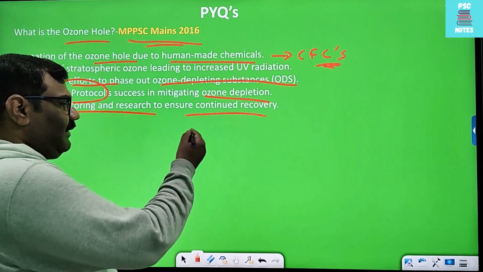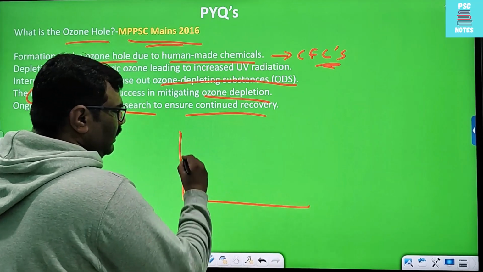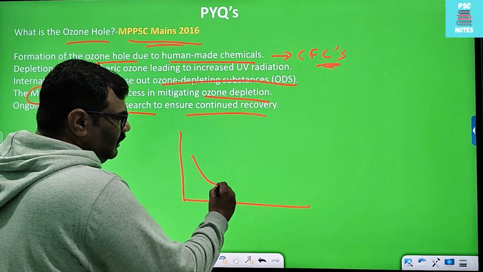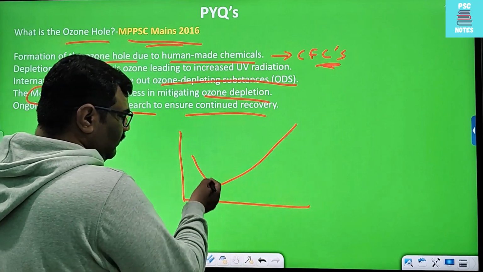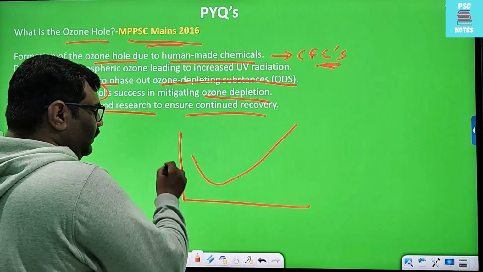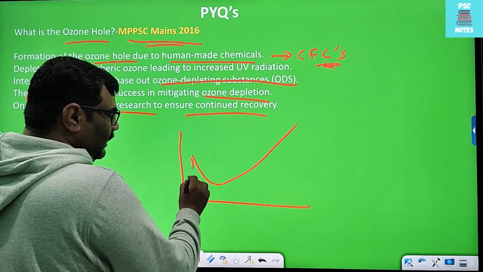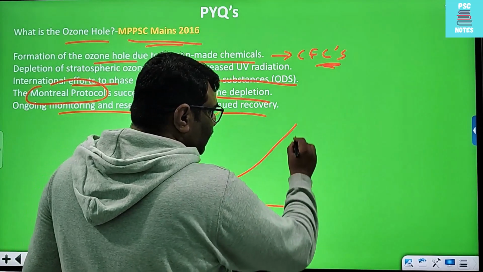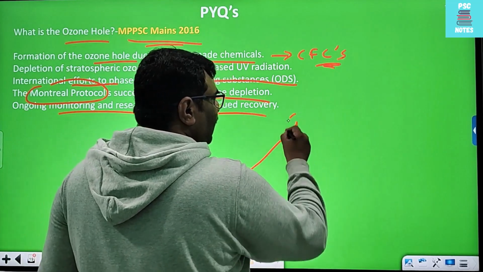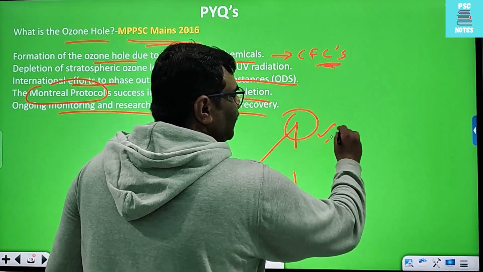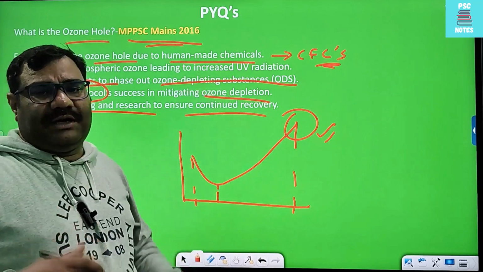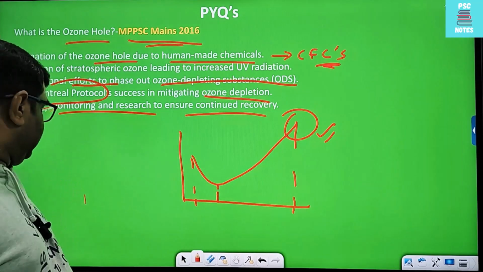And further, we can also give a graph showing how the ozone layer was reduced initially. Okay, and there's a minimum at the bottom, and in the futuristic vision we will be able to get a sustainable amount of ozone so that harmful radiations do not reach the earth's surface.